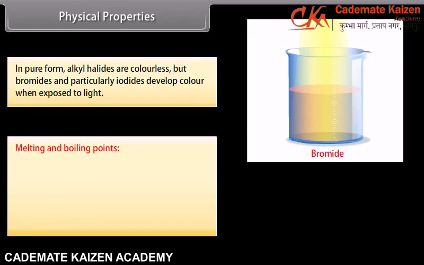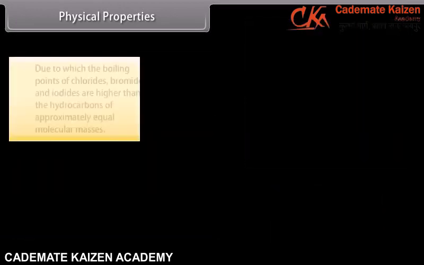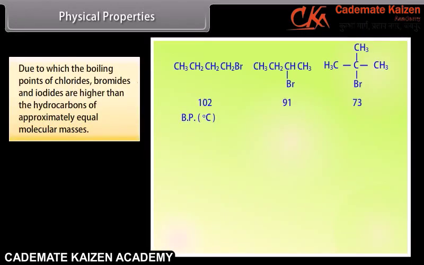Melting and boiling points. Due to the polar nature and high molecular masses as compared to the corresponding hydrocarbons, the intermolecular forces of attraction, that are dipole-dipole and van der Waals, are stronger in organic halogen compounds, due to which the boiling points of chlorides, bromides and iodides are higher than the hydrocarbons of approximately equal molecular mass.